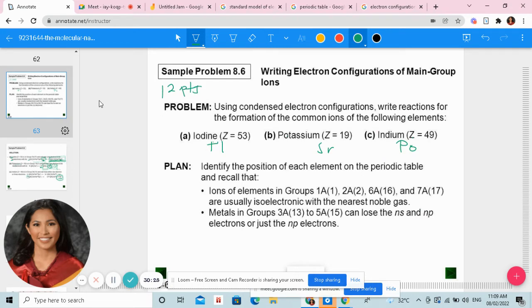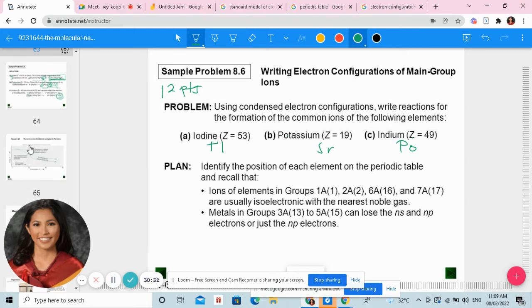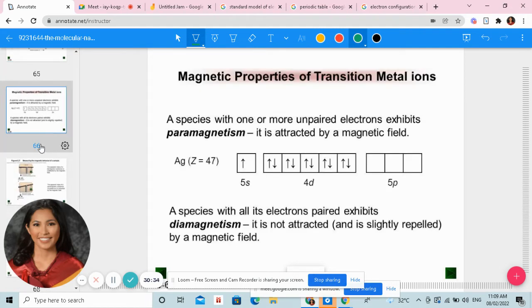Okay. Wait sa picture sa nako. Okay. We have that one. Okay.